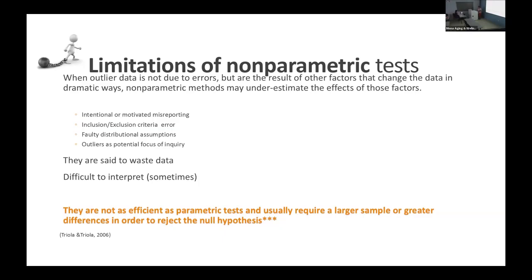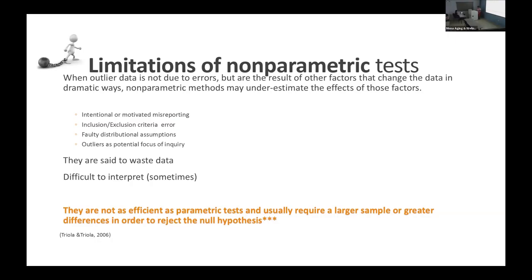So let's say number one, intentional or motivated misreporting. You may actually not pick this up if you analyze your data using a non-parametric method.